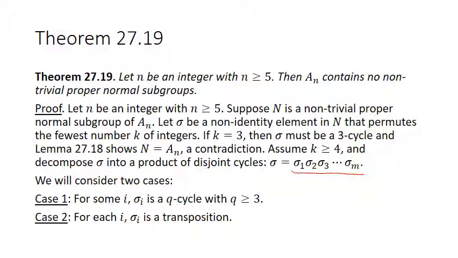So for some i, sigma_i is a q-cycle with q greater than or equal to 3. And if that is not the case, if there is no sigma_i like that, then for each i, sigma_i is a transposition. So that would be the case. If case 1 is false, then case 2 would be the case. Okay, so let's consider these two separately.